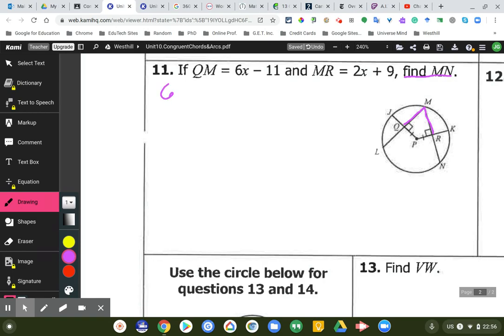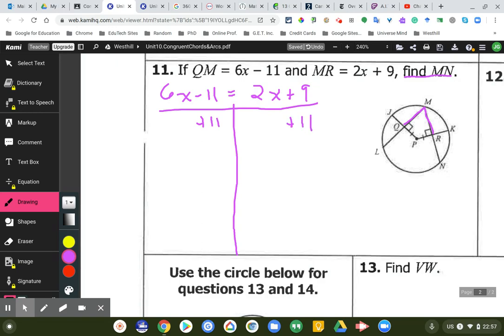So 6x minus 11 equals 2x plus 9, right? 2x plus 9. Okay, here we go. Let's add 11 here. Add 11. Okay, so this cancels out. We have 6x.